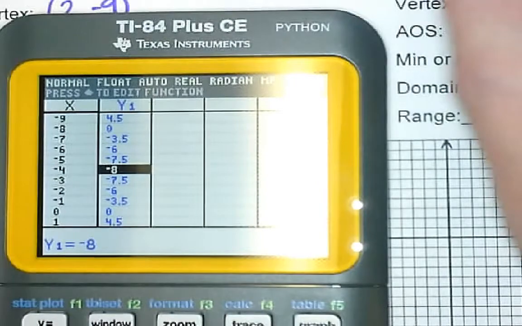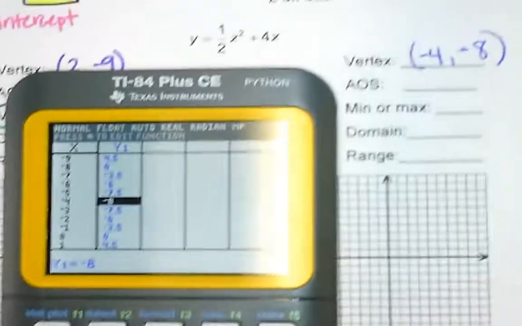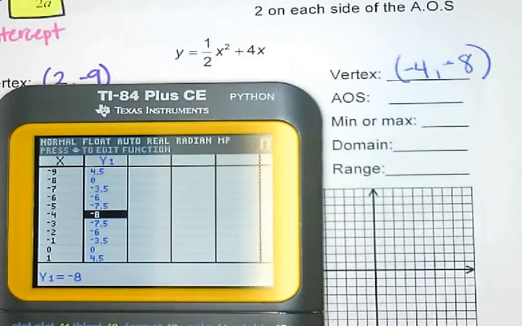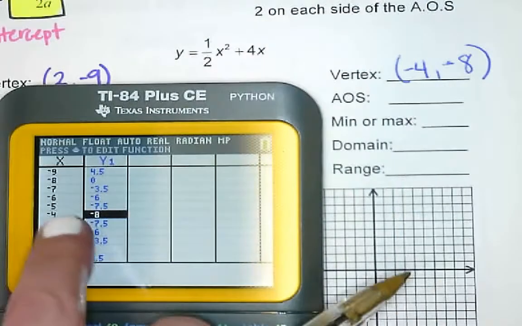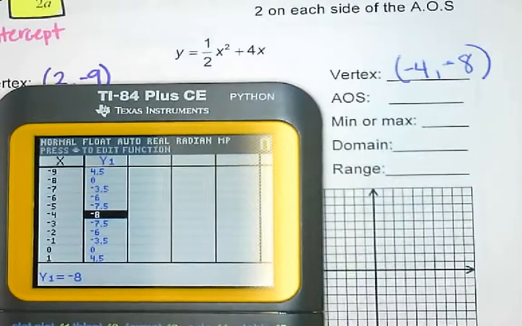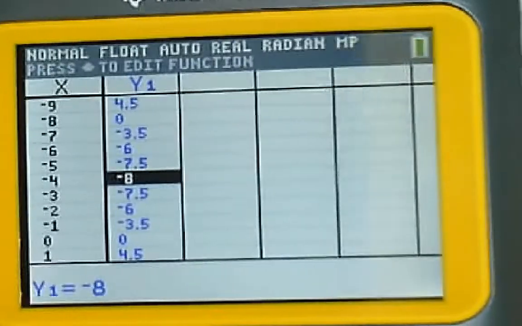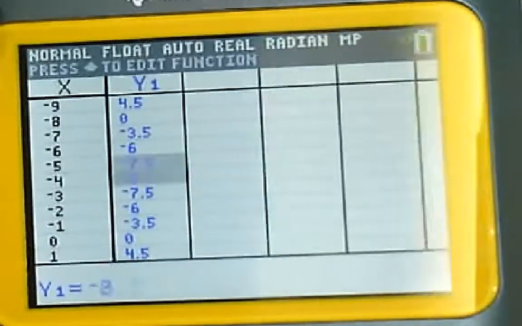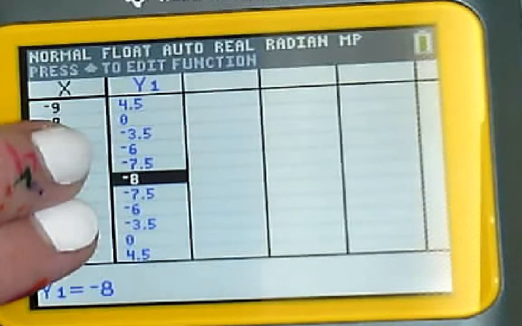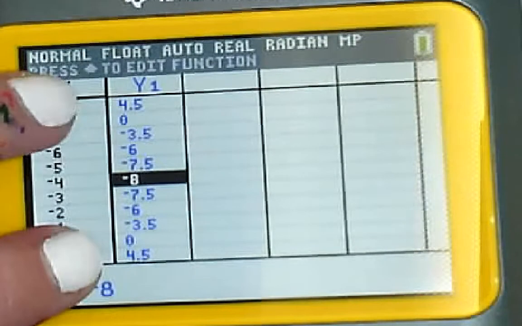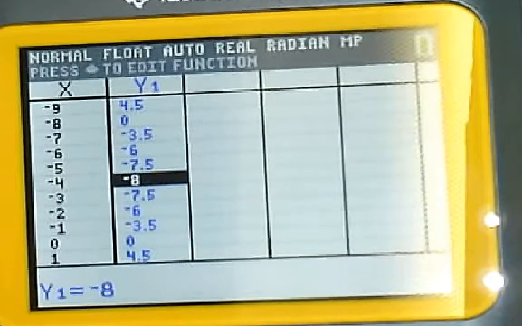So y'all, even if you can't find your vertex algebraically, you can type it in and find your vertex on the table. Do y'all see why that is the vertex? Do you see how everything around it is symmetrical? The negative 7.5, negative 6, negative 3.5, 0, 4.5. Everything is symmetrical around it. So negative 4, negative 8 is our vertex.